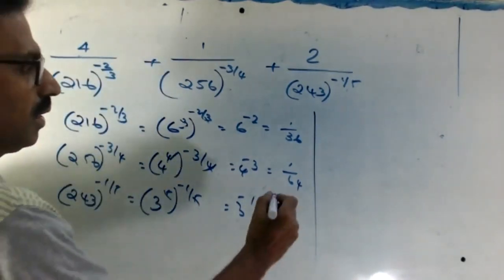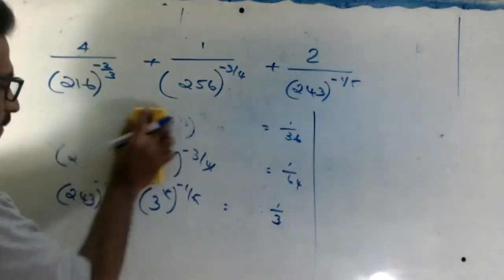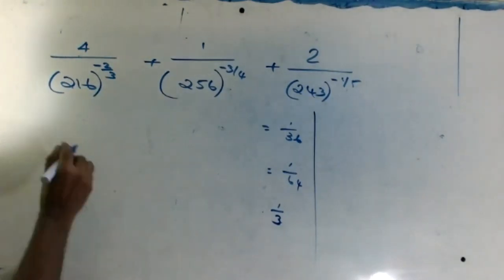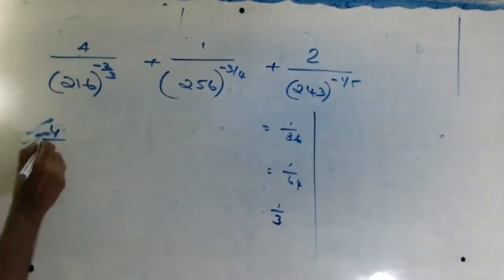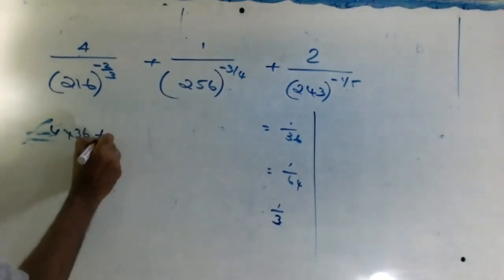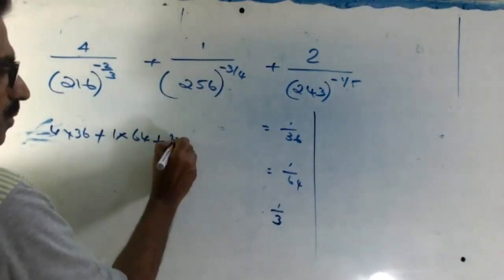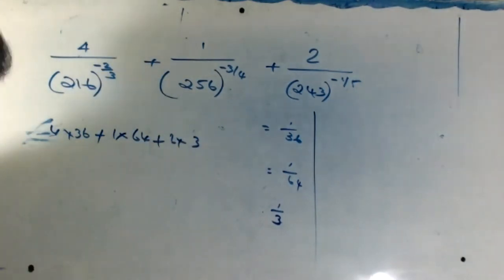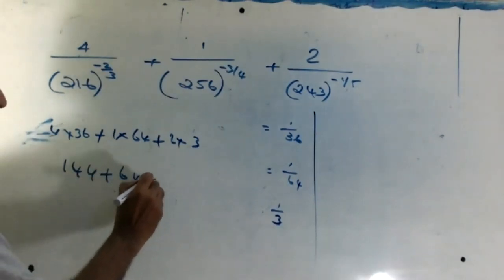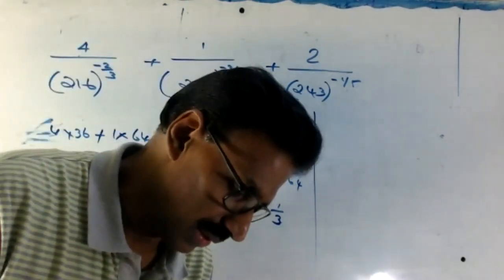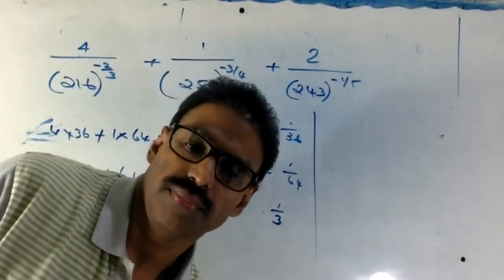Now we are going to conclude. Keep all this. We want that one. 4 divided by 1 by 36, that is 4 into 36, plus 1 into 64, plus 2 into 3. So how much is that? 144 plus 64 plus 6. Answer is 214. Okay.